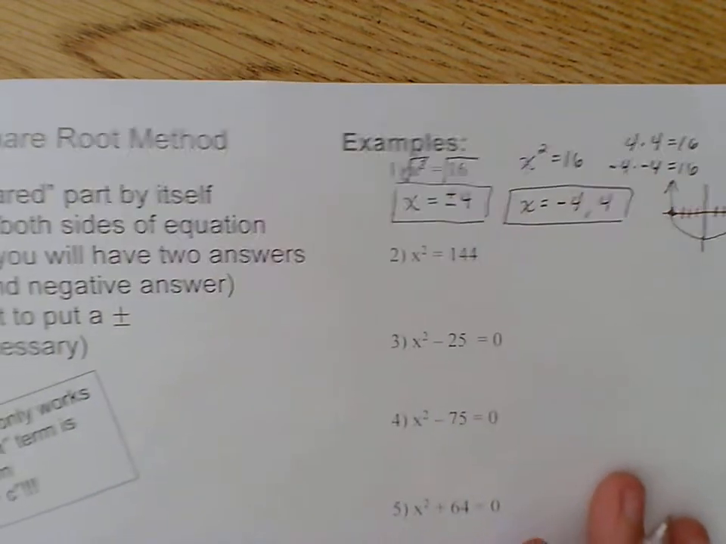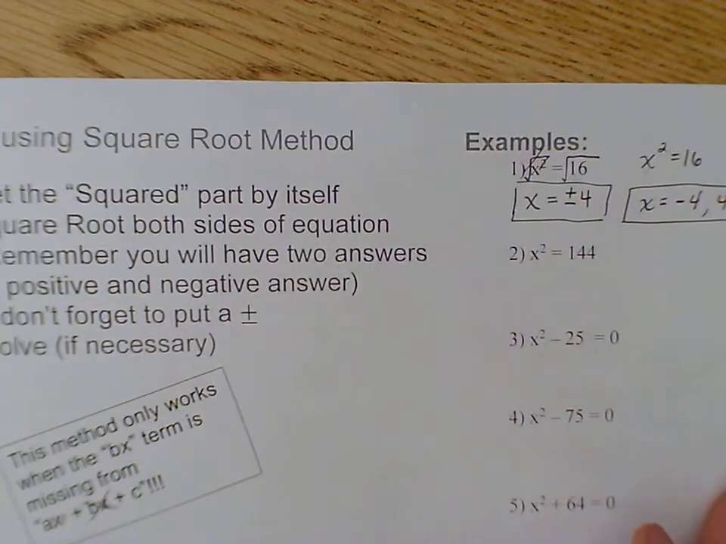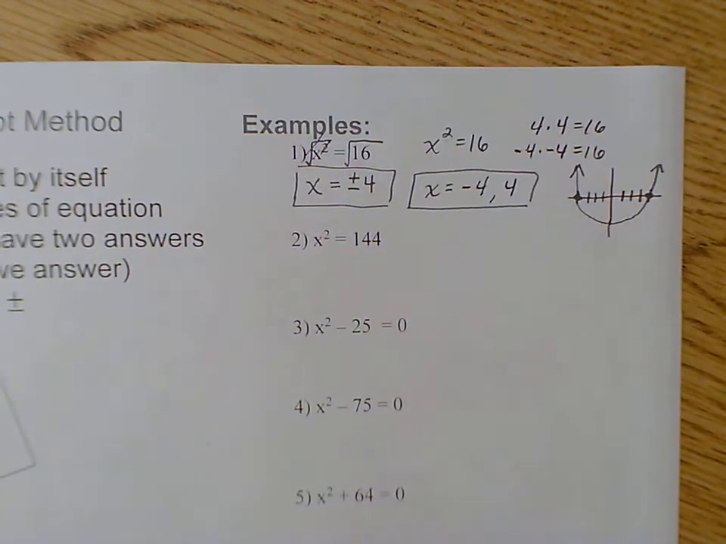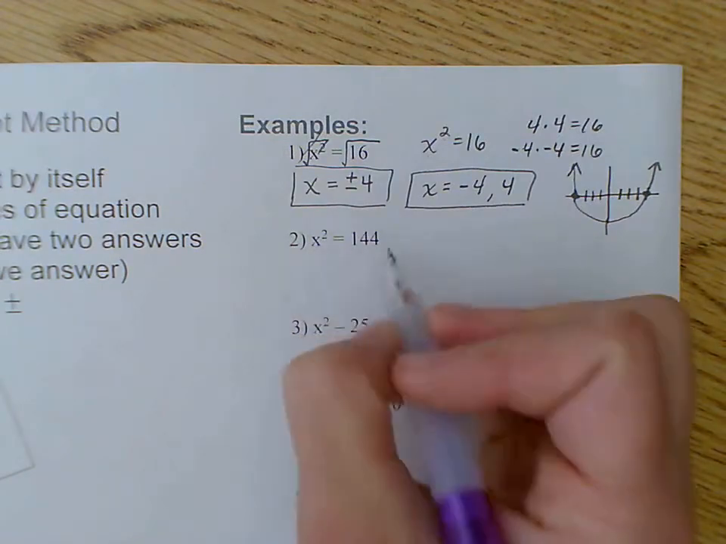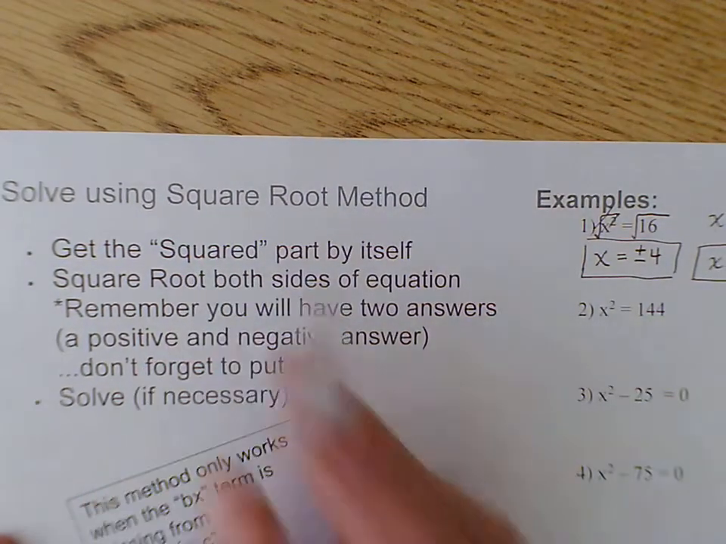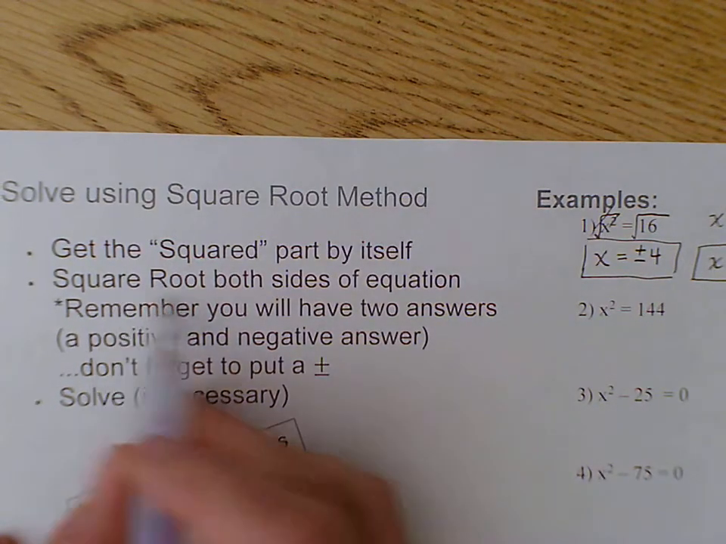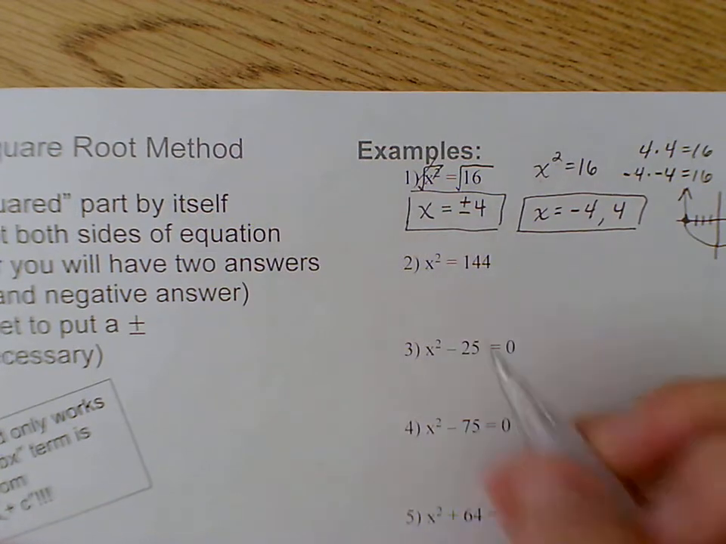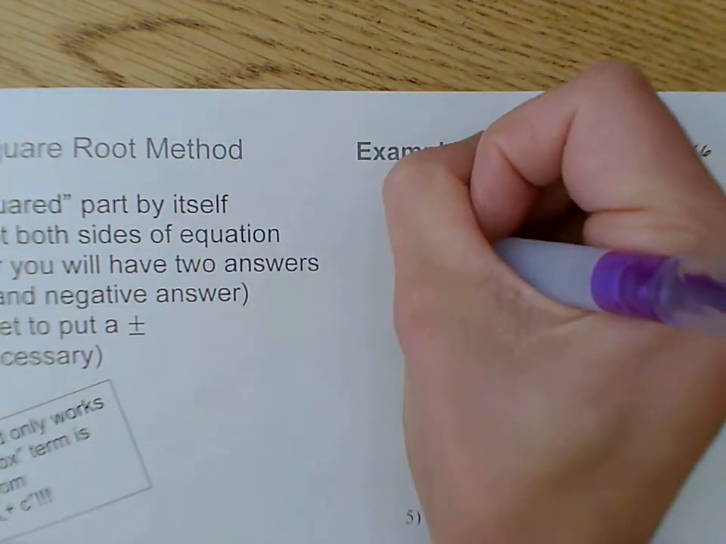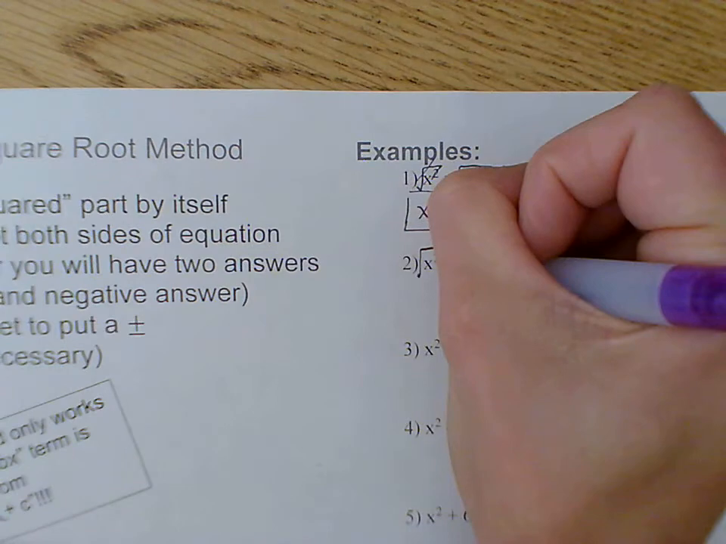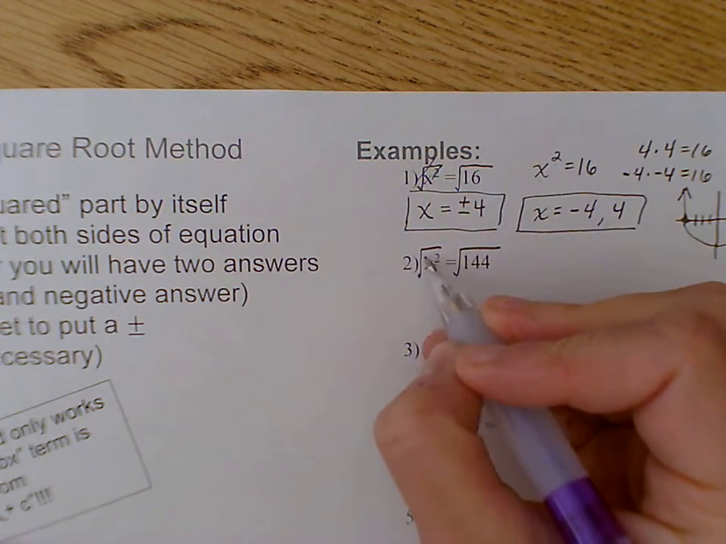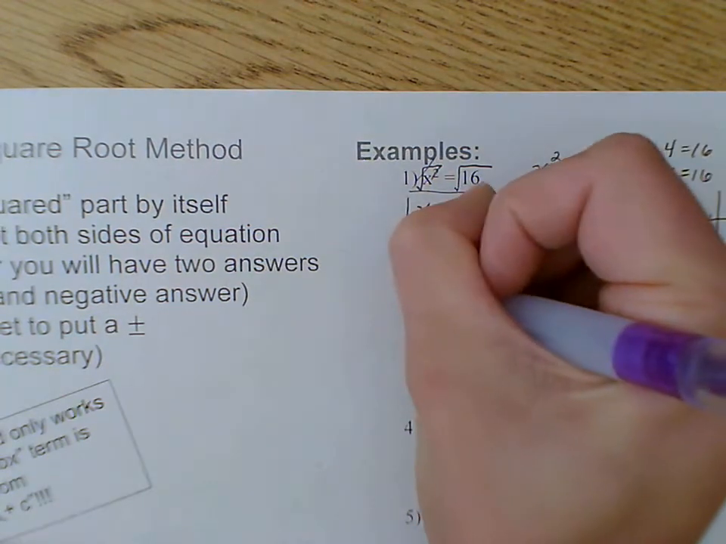So let's do a couple more like this, okay? We're going to just keep running through these steps to solve using the square root method. All right, so with this one, if I have to solve it using the square root method, I'm going to get the squared part by itself, and then once I do that, I'm going to square root both sides. So notice the squared part is already by itself, so then I have to get rid of that square. So I'm going to square root, and I have to do it to both sides. So when I do that here, the square root and the square will cancel, and so I'm left with x.